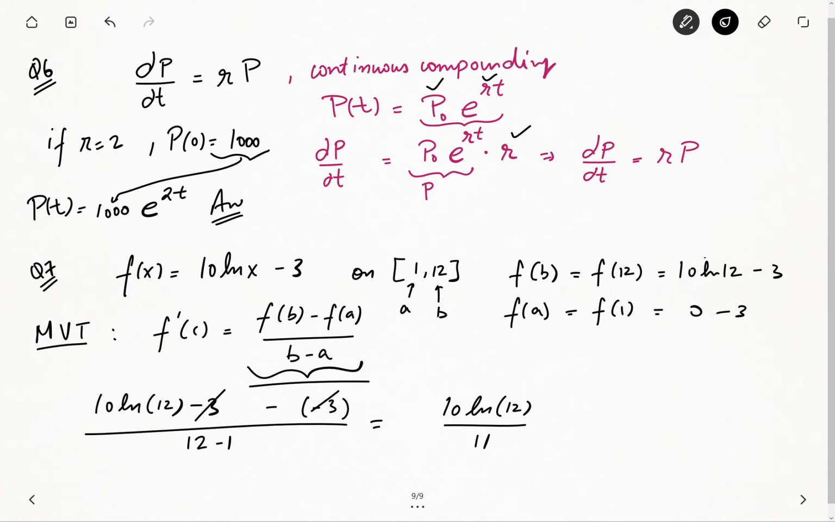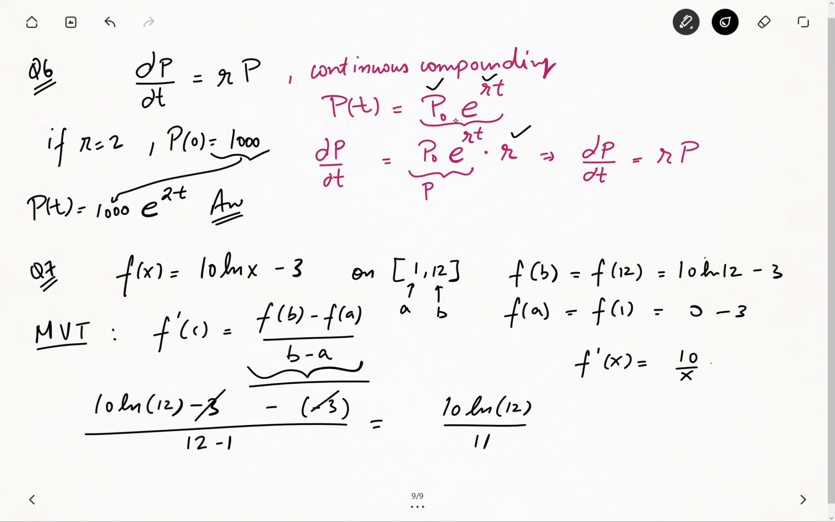Okay, so if the mean value theorem is being satisfied in this domain, there must be a point c where the derivative is equal to what we just solved for. Now in order to solve for c, let's figure out f prime of x. When you see f prime of x, you're going to get 10 over x minus 3. Oh, minus 0 actually. That's going to go away. So 10 over x is what the derivative is going to be.